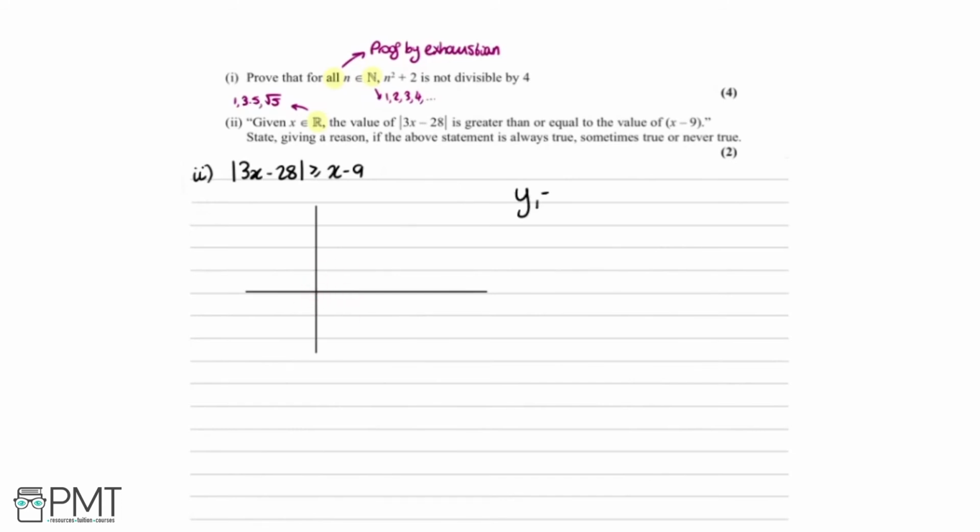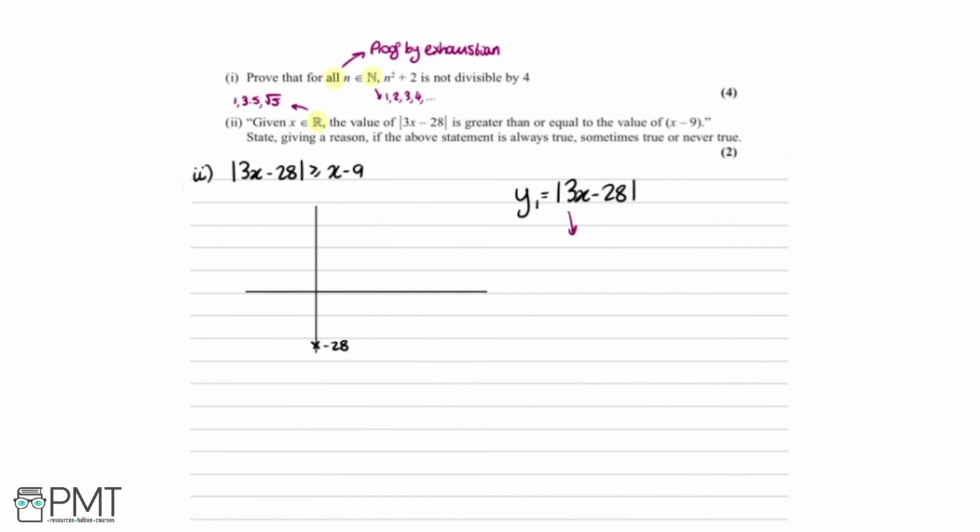we're going to say that y1 equals the modulus of 3x minus 28. And whenever you're sketching something that's a modulus, it's a good idea to think about it without the modulus sign first, and then we can introduce that. So imagine this without the modulus sign. We're going to sketch y equals 3x minus 28. So the y-intercept is going to be minus 28, somewhere down here.